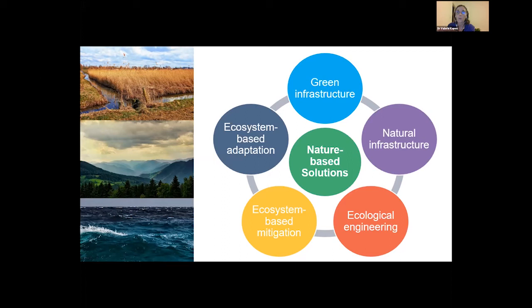We've heard a bit about what they are. They're the use of nature or ecosystems to solve societal problems. My reason for putting this slide up is to point out that they're not entirely new. We've heard about natural infrastructure or green infrastructure or ecological engineering in many different fields. This was actually an illustration which was made for an infrastructure sector presentation originally.